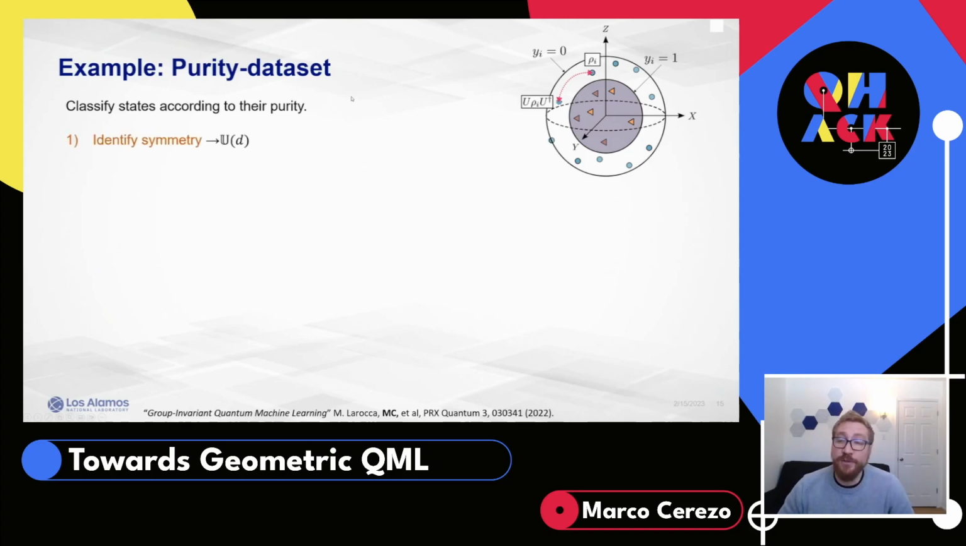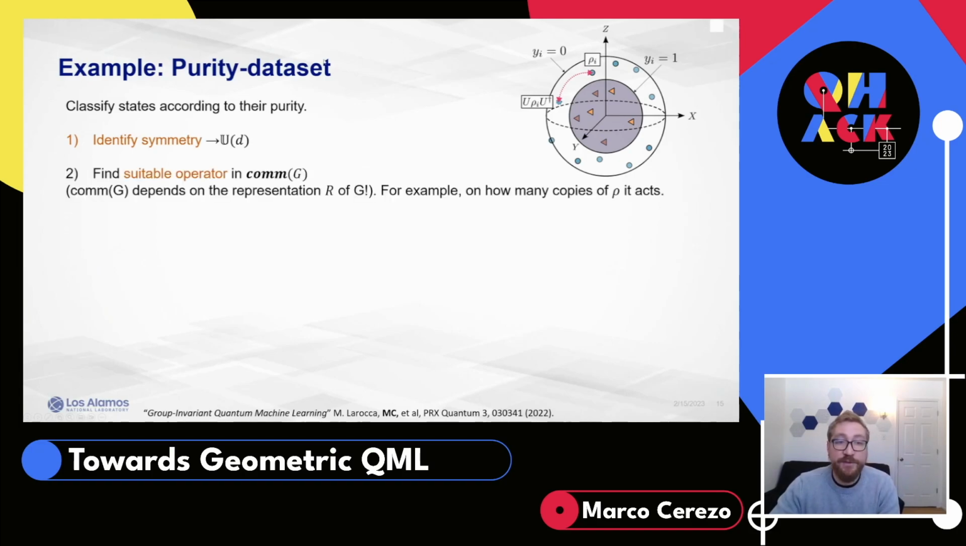The first thing that I need to do is identify the symmetry. Here it's very simple. The symmetry group is just the unitaries. I take a state, I apply a unitary, I get a completely different state, but the purity of this is the same as the purity of the initial state. So this is my symmetry group. Now I need to find a suitable operator in the commutant of G. And what this is going to look like, again, depends on who H is, right?